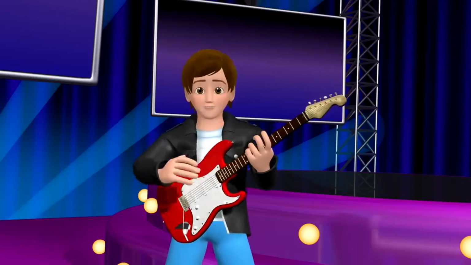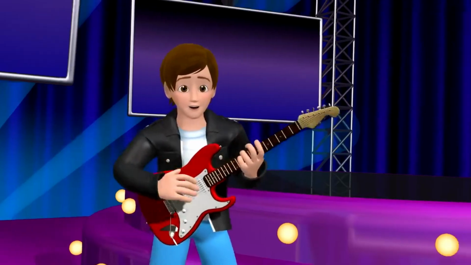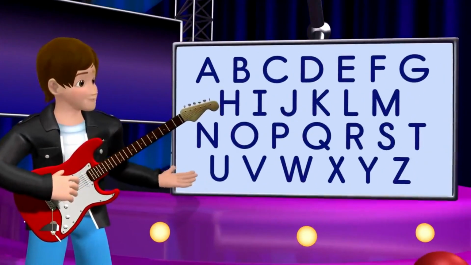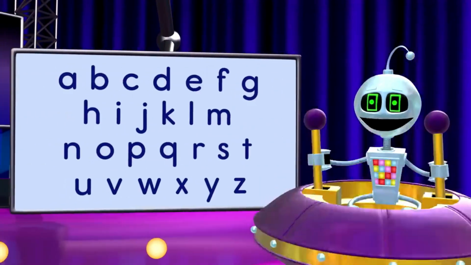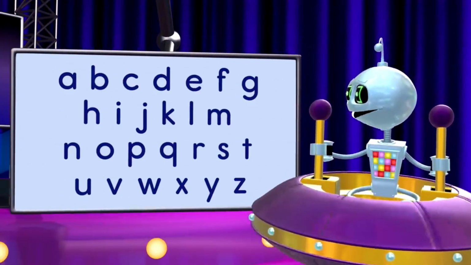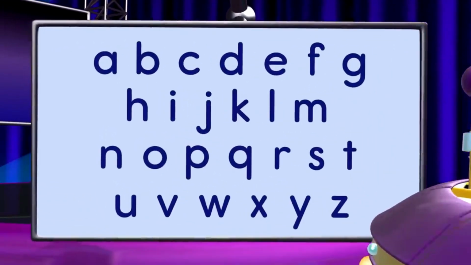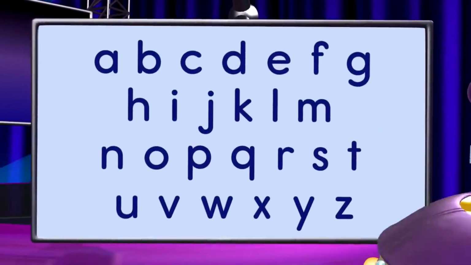All right, don't you just love that new alphabet song? Look at these big letters. They're called capital letters or uppercase letters. We use them at the beginning of some important words and at the beginning of sentences. And these smaller letters are called lowercase letters. You'll see them most often when you are reading.